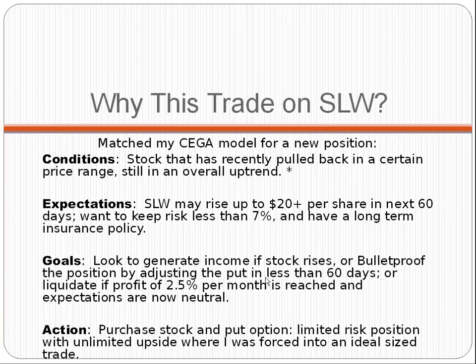Now my goals. When I opened the married put, Silver Wheaton's a little bit volatile, so my goals were to generate income if the stock rises using maybe income method number 6, number 5, potentially number 1, or if I saw an opportunity if the stock moved up in those first 30 days to bulletproof the position using a different income method, number 4, then I would look to do that as well.